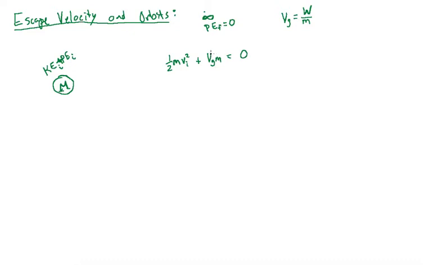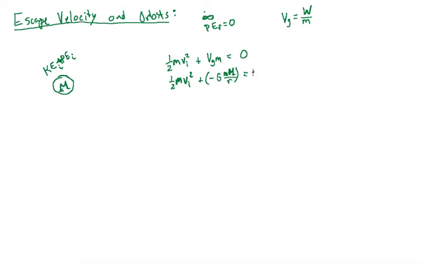Now remember, this Vg, this potential, we could calculate with negative G and then big M, our big capital M, over r, and then of course if we multiply in our little actual mass, we'll have our 1/2 mv squared still here, mv initial squared.